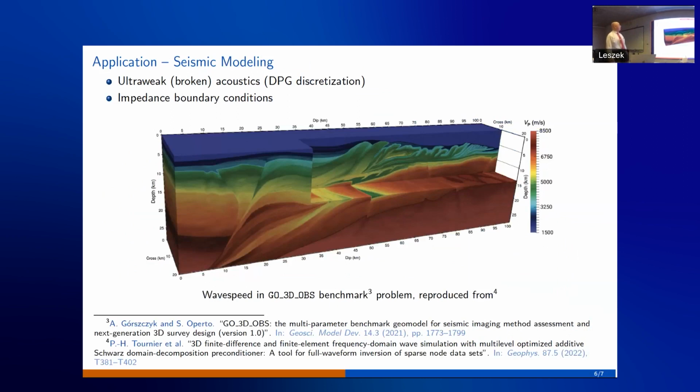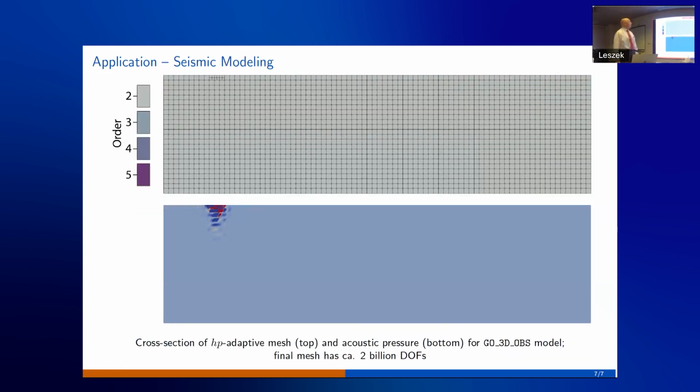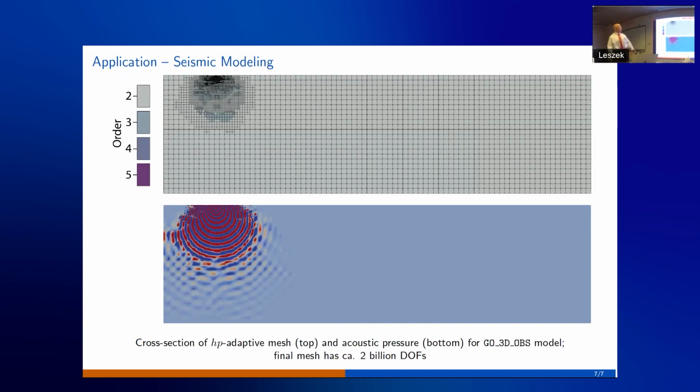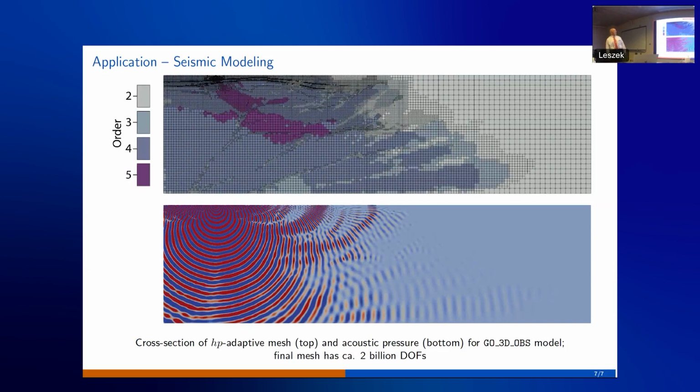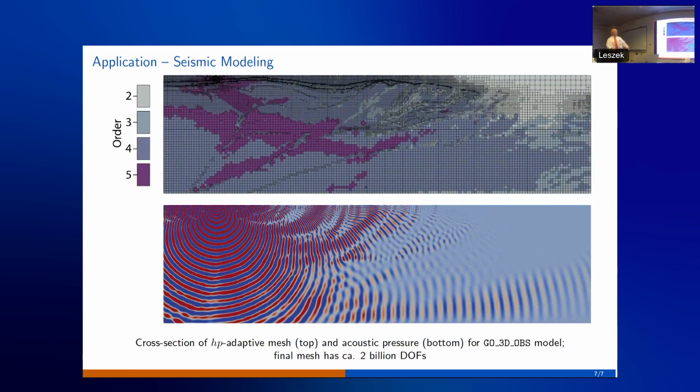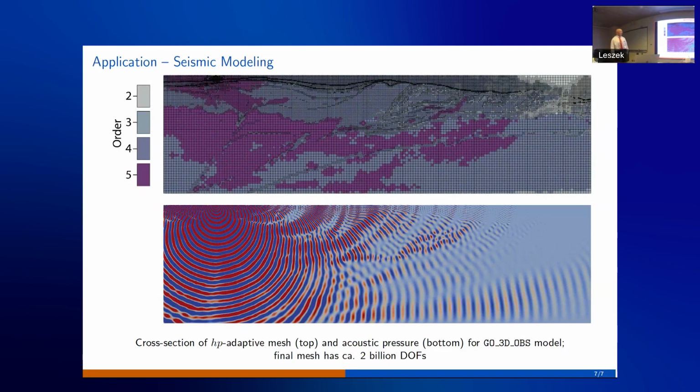It's put into the paper that we submitted. This is seismic modeling. You put the DPG on the DPG solver, and that's how the mesh evolves with the adaptivity, and you build the solution, along with the mesh, very much the same way as Socrates was doing. But we are talking now about problems involving 2 million degrees of freedom.